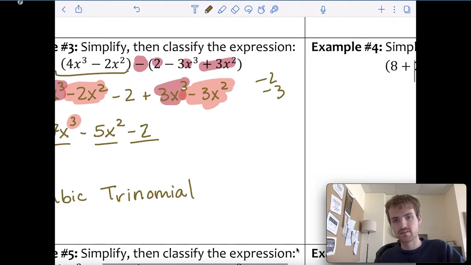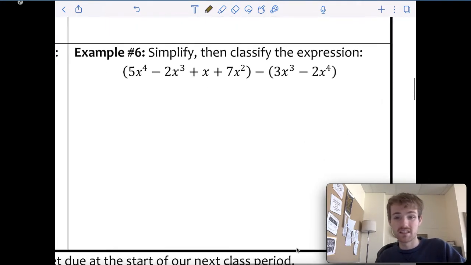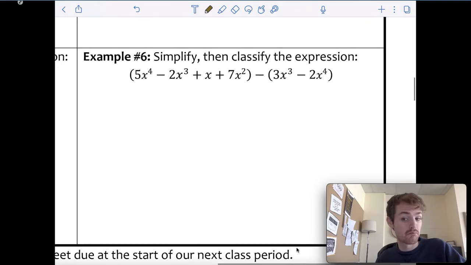Ooh, I like that. Okay, and then I said number 6. Maybe pause this, work on number 6 on your own, and then check yourself. So pause, 5, 4, 3, 2, 1.